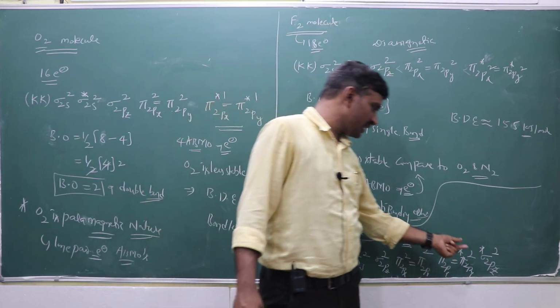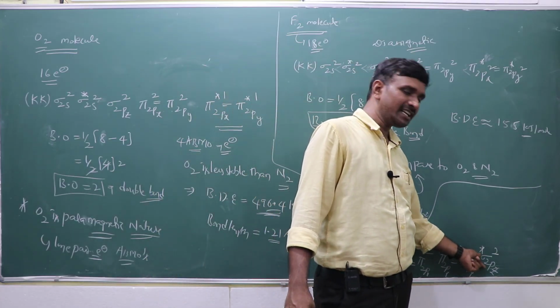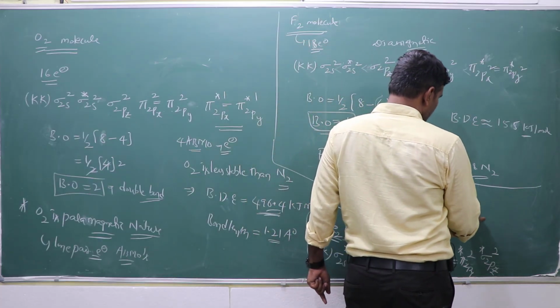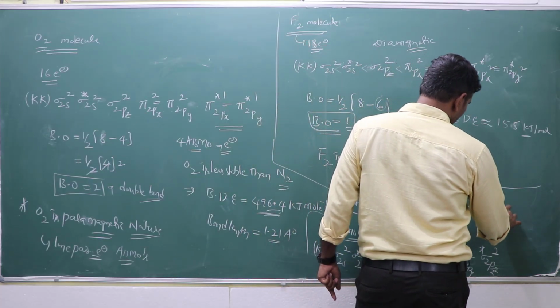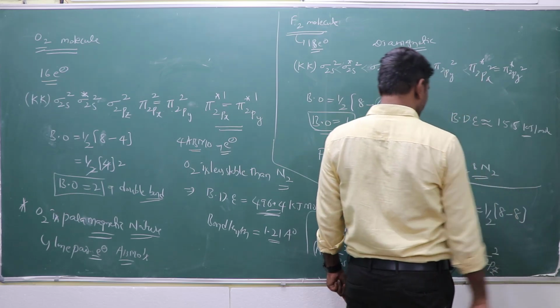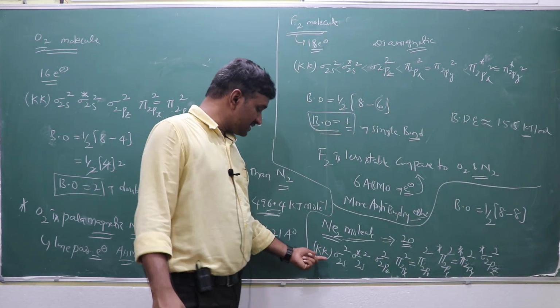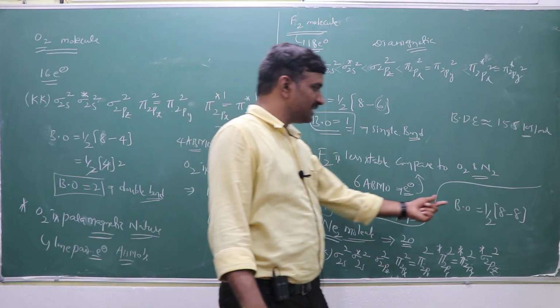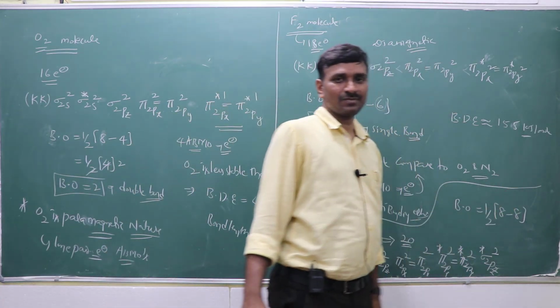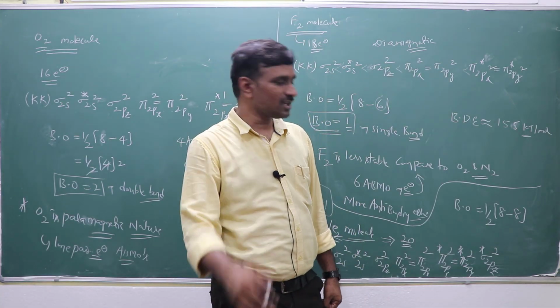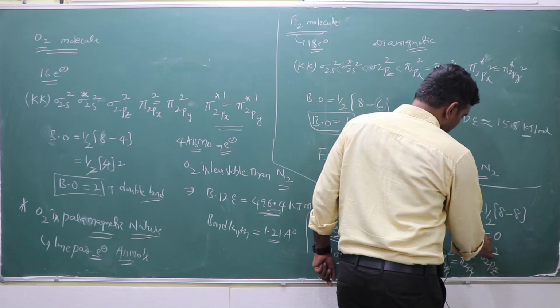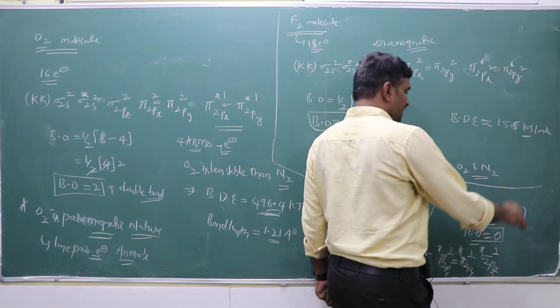In the earlier one, how many antibonding electrons were there? 6. But now how many are there? Again 2 are added. That means 8. So what is the bond order? Half into bonding 8, antibonding 8. Or you can consider the KK inner shells also: this is 10, this is 10, sigma 1s2 and sigma star 1s2. So 10 minus 10 or 8 minus 8 gives 0.